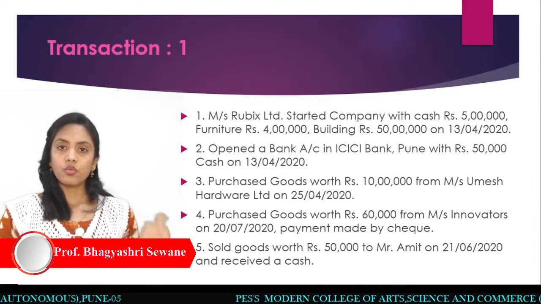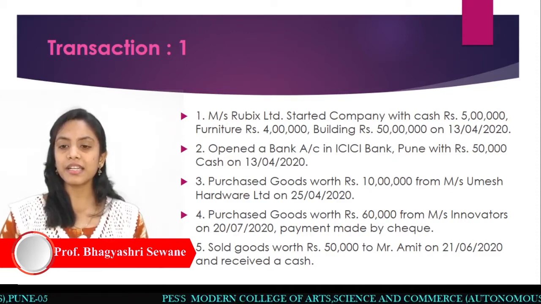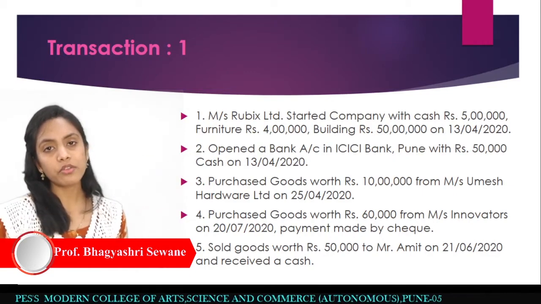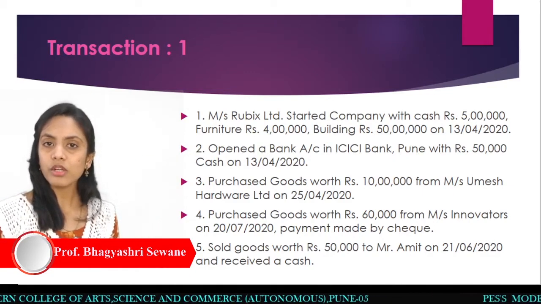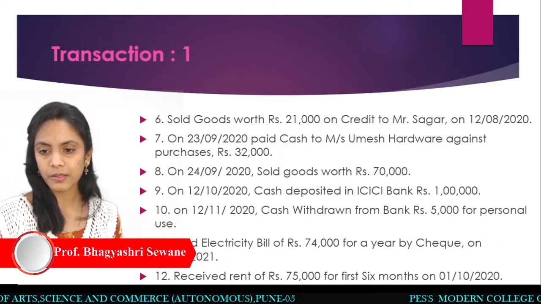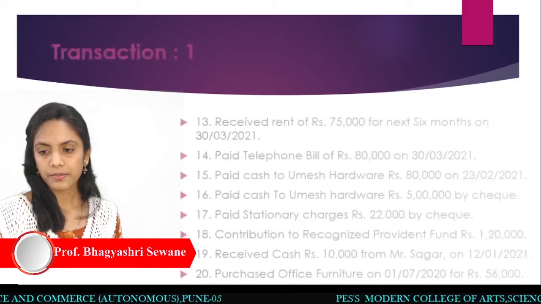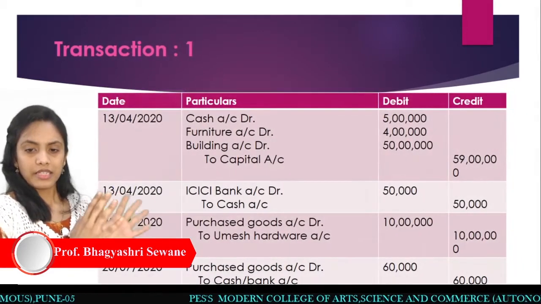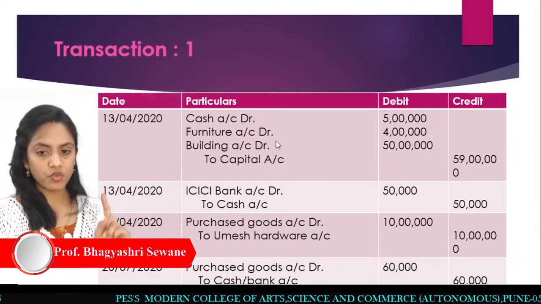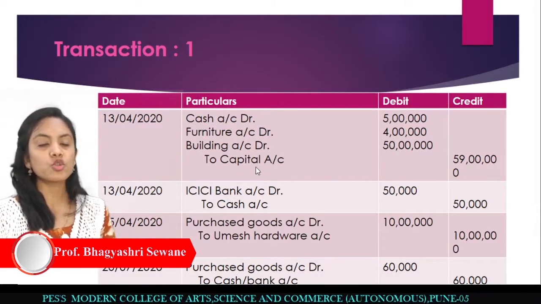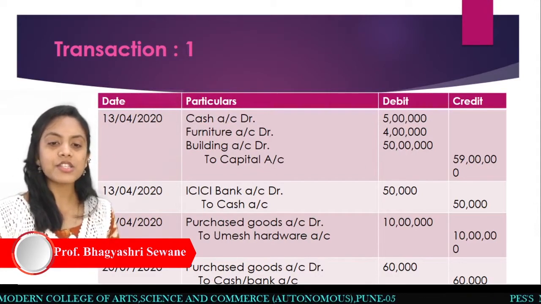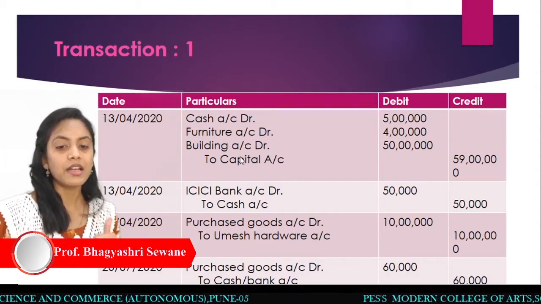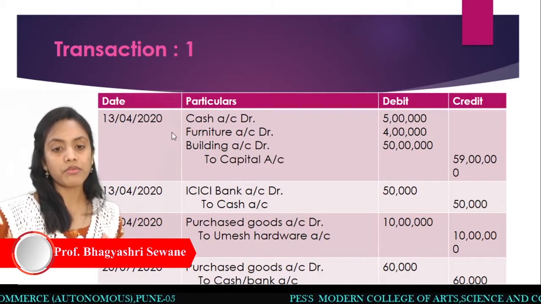First thing is that Messrs Rubix Limited started the company with cash rupees 5 lakh, furniture, building, likewise. So for this transaction, what will be the entry? And we can see the entry over here. Yeah, this one: cash account debited, furniture account debited, building account debited, to capital account, right? So this was done on the 13th of April. Rubix Limited has brought cash, furniture, building as capital into the company on the 13th of April 2020.